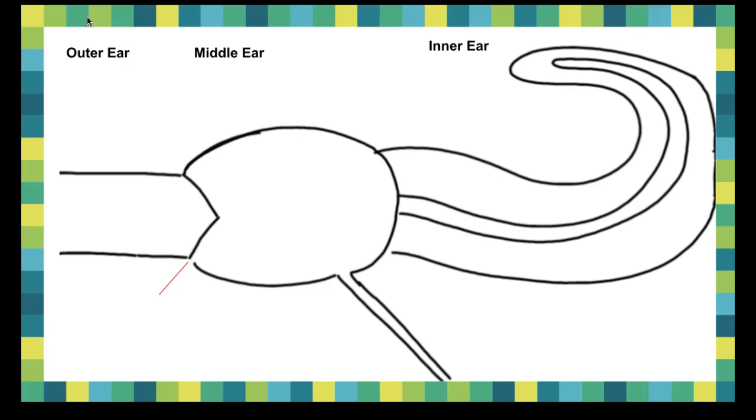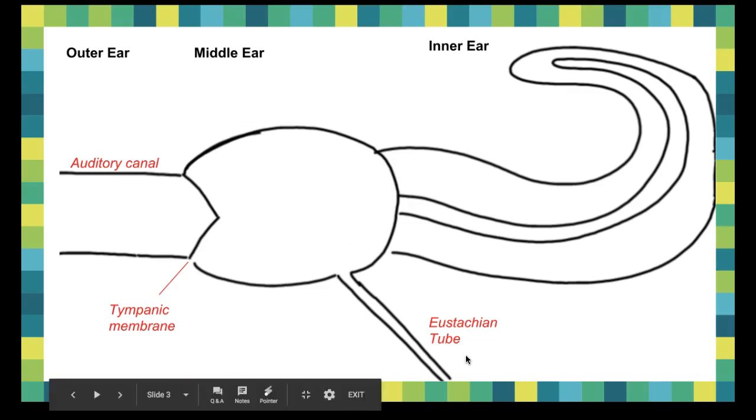So we have the outer ear, which includes our auditory canal and our tympanic membrane. Okay, the middle ear is going to have our ossicles, which I'll get to, and our eustachian tube. And then of course our inner ear, I'm going to just ignore the other structures in the inner ear because they are not involved in hearing, and this video is all about hearing.